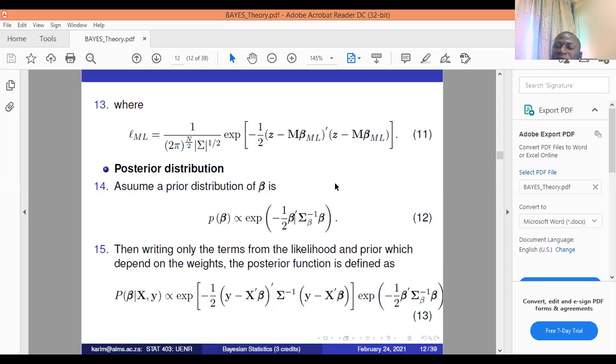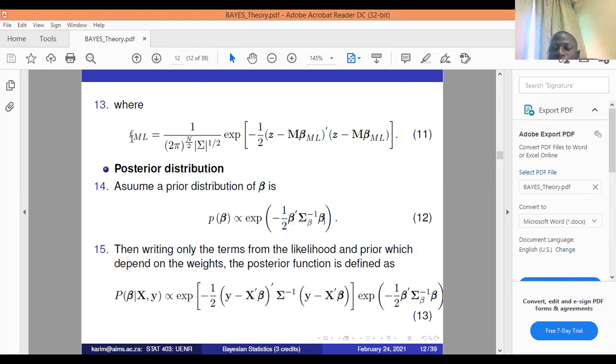So here you can see that in the likelihood, we are using the sigma. Under the prior, we are also assuming a prior covariance matrix for the parameters. And in that one, we denote that variance covariance matrix with subscript beta. So this is the prior distribution for the parameters, or the vector of the parameter beta.